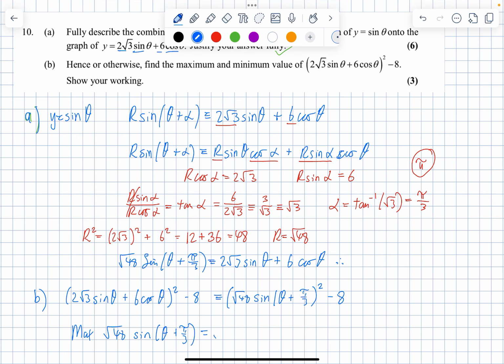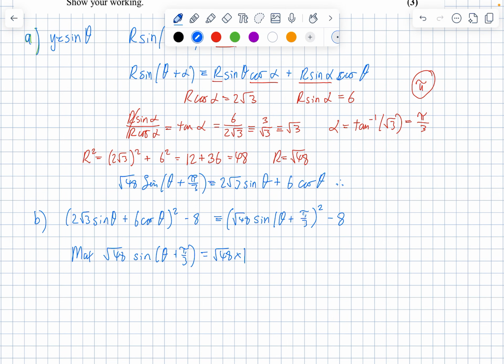Well, it's going to be √48 times 1. Okay, so basically it's just the r times the sine maximum, which is 1. Okay, that's fine. But now this is actually squared. So now what's the maximum? The maximum of root 48 squared is 48 times 1. That's 48. Okay, now we're taking away 8, sorry. 48 take away 8. So our maximum is going to be 40.